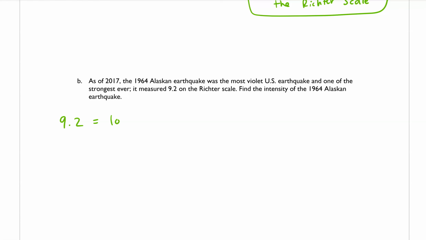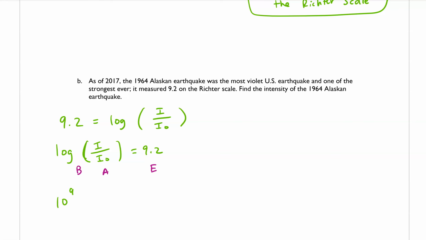So we have 9.2 equals log of I over I sub 0. So I'm going to rewrite this so that we can use base e. We got to switch the order. So B, A, E. Now remember, if there's no base given and it just says log, that is a scenario where we assume the base to be 10 and that we're dealing with the common logarithm. So we would say 10 to the power of 9.2 is equal to I divided by I sub 0.